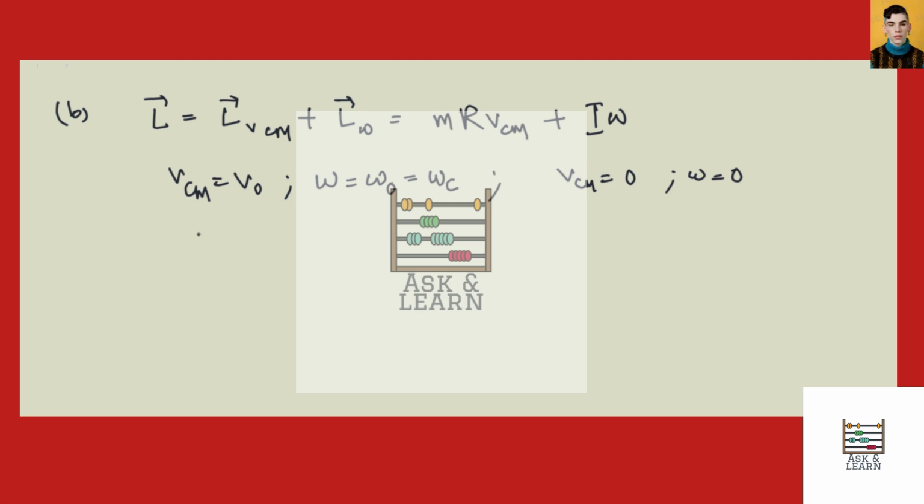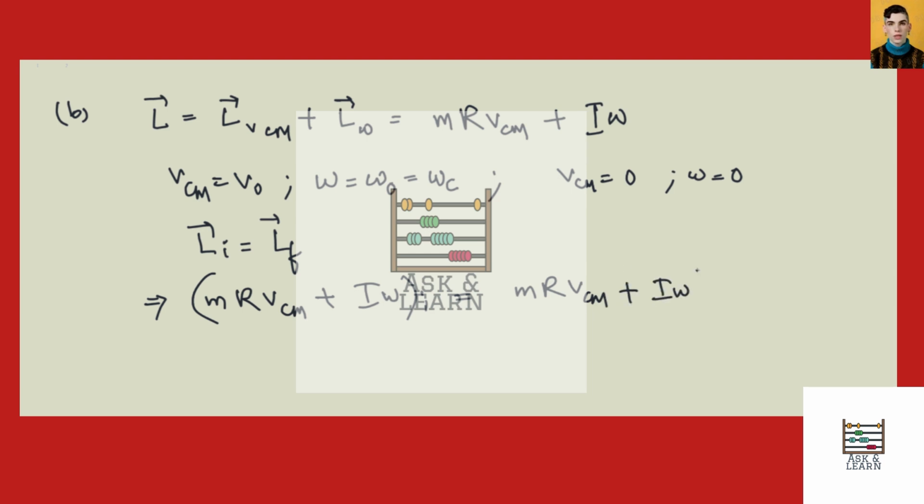So if we do that, since angular momentum is constant, initial angular momentum is final angular momentum. Now we use this relation over here. So we have m r v_cm plus I omega initially equal to m r v_cm plus I omega for the final angular momentum. Now let's plug the values for the initial motion. So we have m r v naught plus I omega naught.